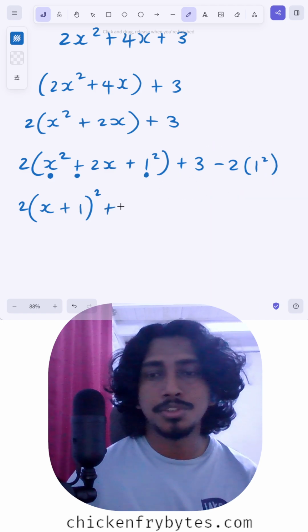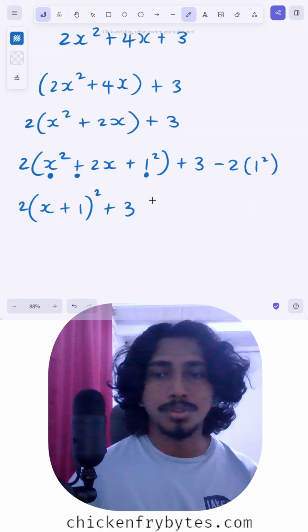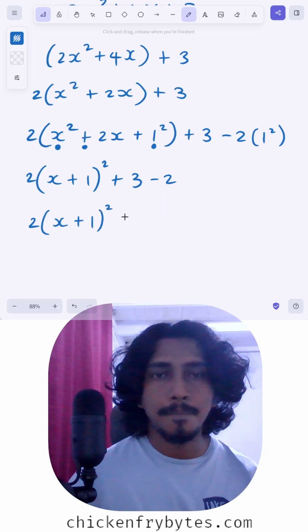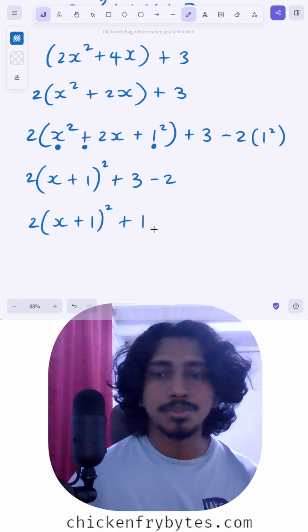And so we have plus 3. Now we have minus 2 times 1 squared. 1 squared is 1. Negative 2 by 1 is negative 2. So we can write minus 2. And we basically finish, right? This will give us 2 into x plus 1 all squared, and plus 3 minus 2, you just have a plus 1.